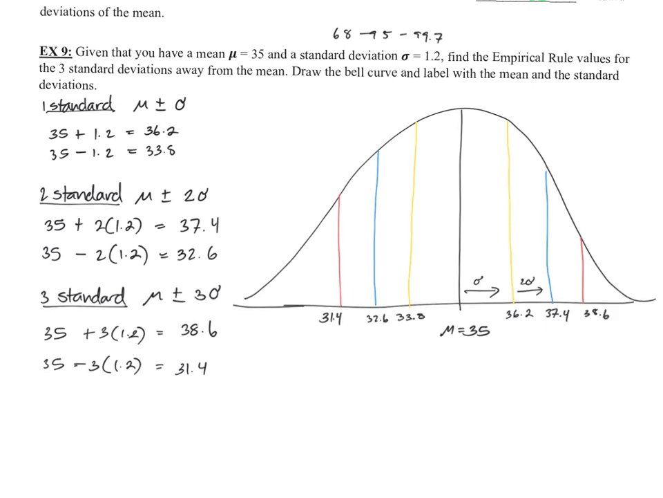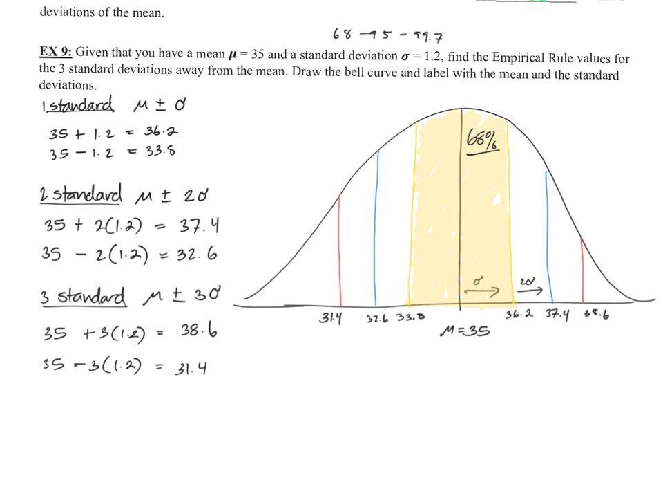Alright, so there we go. And what does this mean? Well, remember, this is talking about the percent of the data that falls in between here. So if I was asked, what percent of your data falls between 33.8 and 36.2? We would say, well, those numbers are right here, 33.8 and 36.2. So you would say, since this is just 1 standard deviation away, that this is 68%. So 68% of the data falls between 33.8 and 36.2.